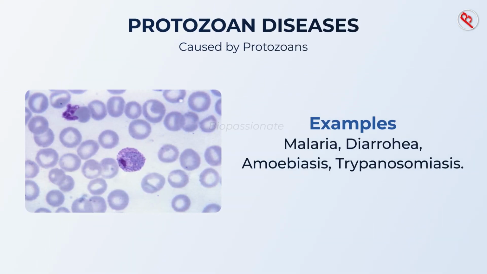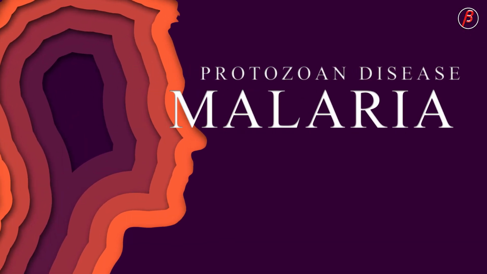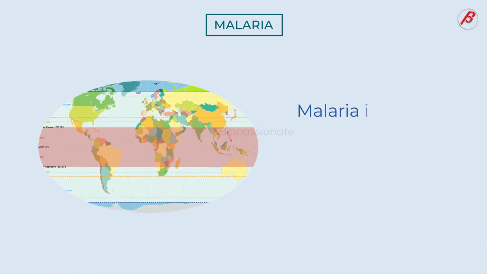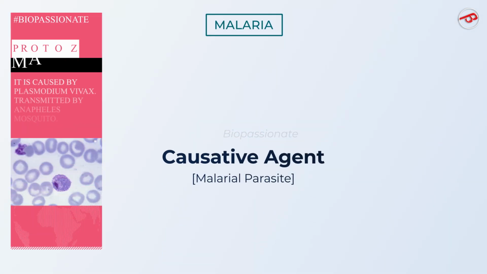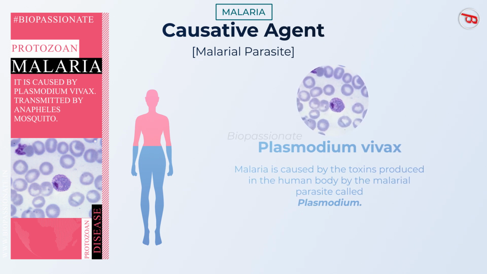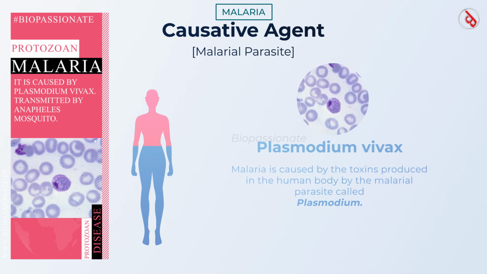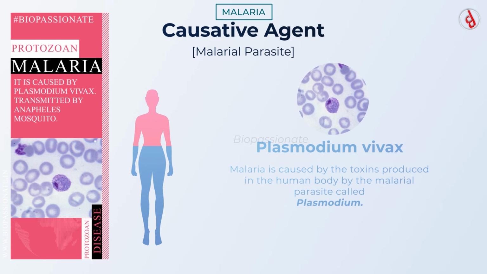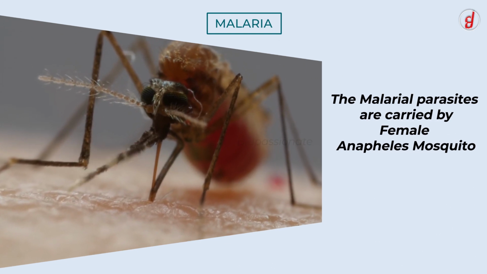Diseases which are caused by protozoans are called protozoan diseases. Examples: malaria, diarrhea, amoebiasis and trypanosomiasis. Malaria is a very serious disease of tropical and temperate regions. Malaria is caused by the toxins produced in the human body by the malarial parasite called Plasmodium. Plasmodium vivax, Plasmodium falciparum, Plasmodium malariae are different species of Plasmodium. The malarial parasites are carried by female Anopheles mosquitoes.